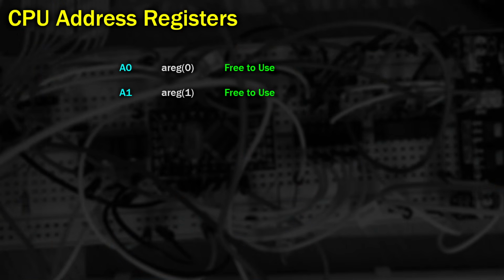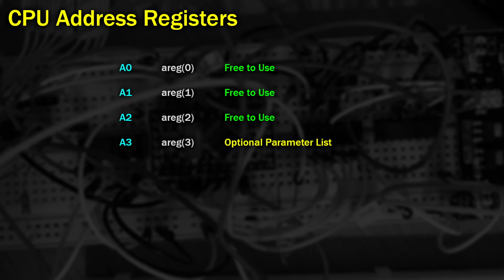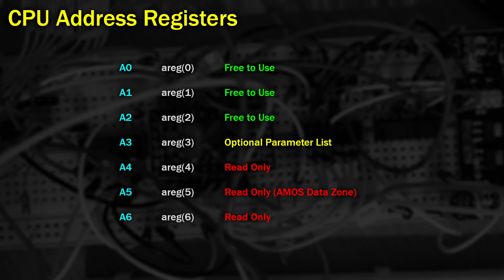Address registers A0 to A2 are directly loaded from the AMOS areg array, no problem there. A3 is set to an optional parameter list which is used by the call command if you add parameters to the end of it, or if you decide to embed your program inside a procedure. I actually gave up trying to get that to work after several failed Guru attempts. Now, A4 to A6 should be treated as read-only, with A5 pointing to AMOS's special data zone. We don't want to touch any of those. Finally, A7 is the stack, and you can do what you want with this register as long as you restore it before exiting your application.